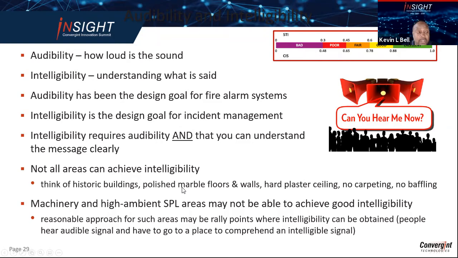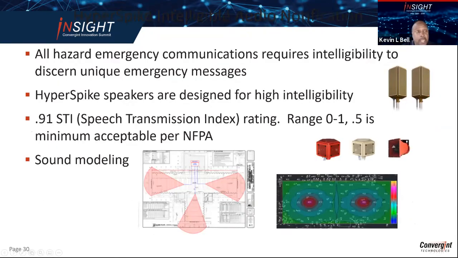Not all areas can achieve intelligibility. I've had some canning plants and glass plants where we have to put in so many speakers, but it's just so loud. That's why we use multiple ways of alerting, such as the app, digital signage, and strobe lighting, because some areas you just can't achieve good intelligibility. It just won't be able to do it. So hyperspike speakers are designed for high intelligibility.